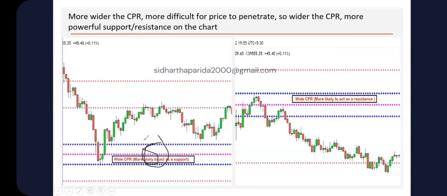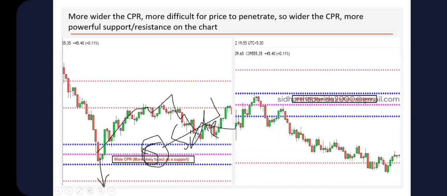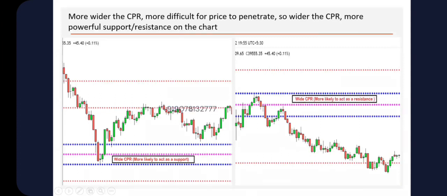Another reason is that a wide CPR means sideways days. So you would not expect the market to move in a trending mode. We expect the market to stay sideways, right? That is a few of the advantages of having a CPR on your chart. With experience, it will be easier most of the time to take the trade.